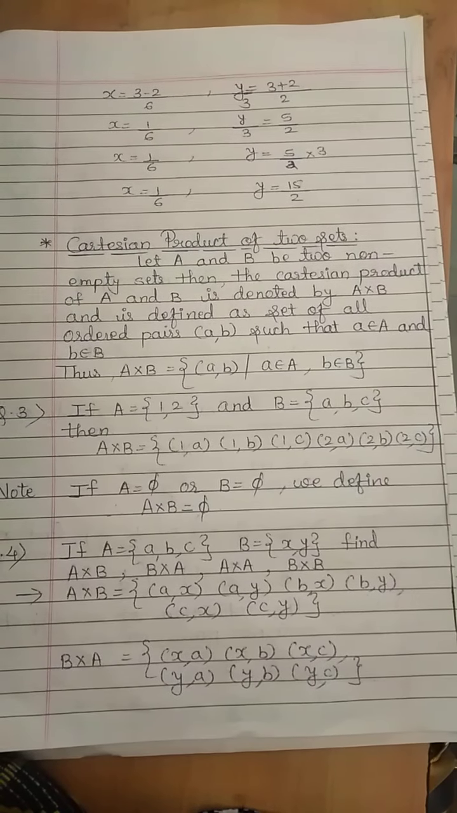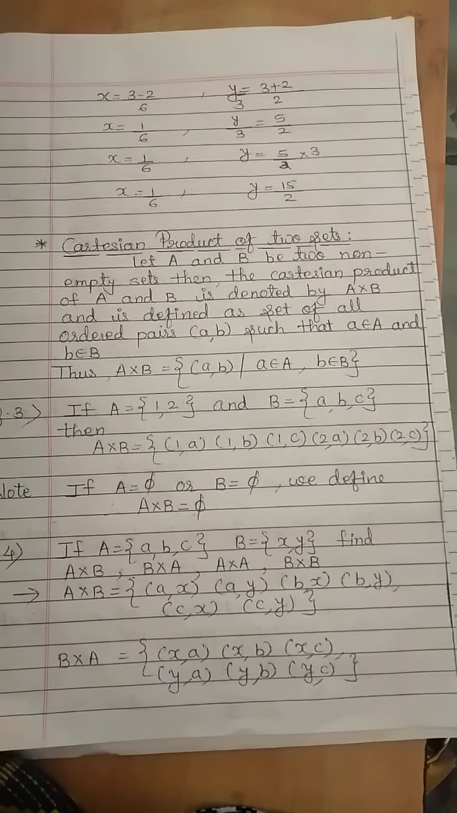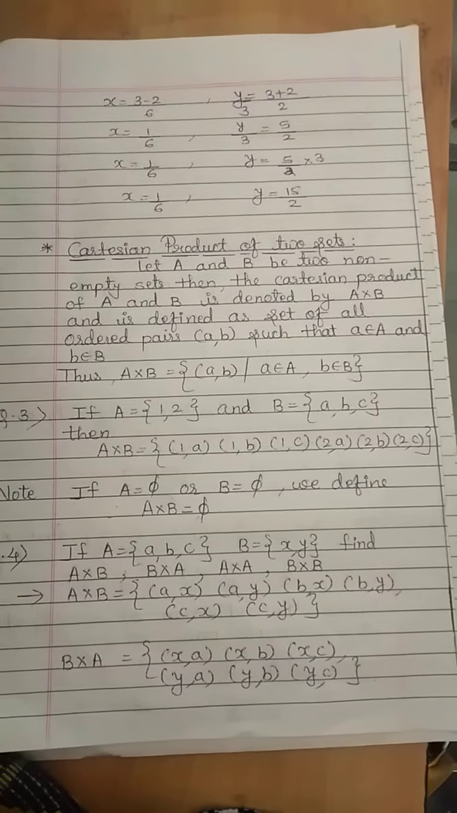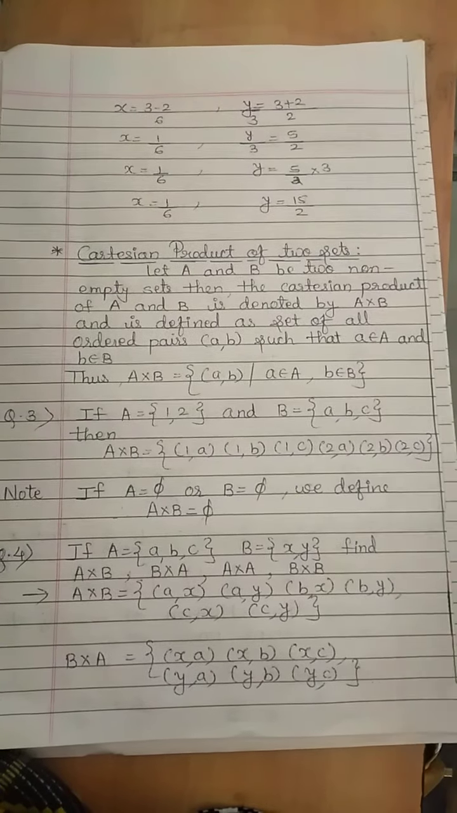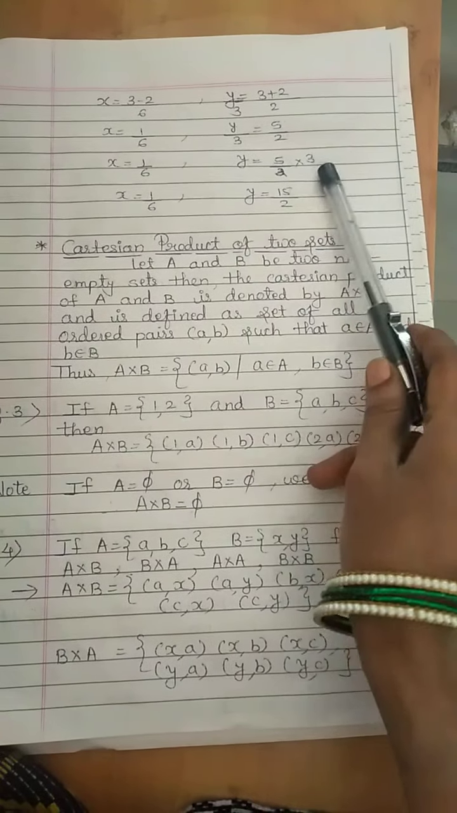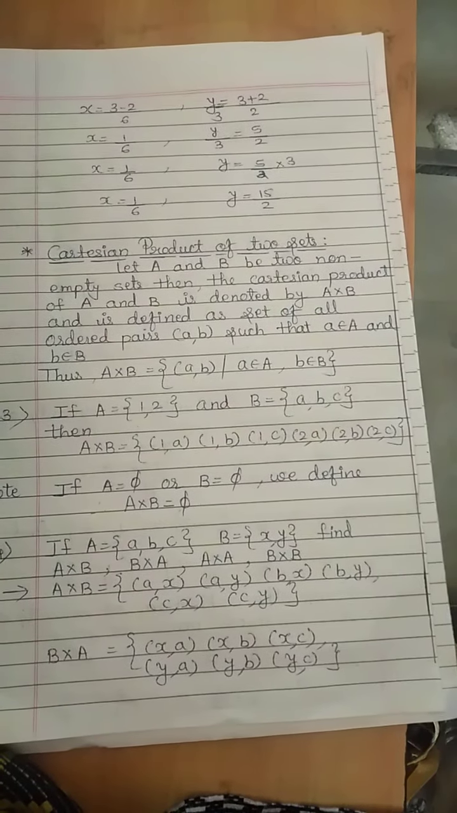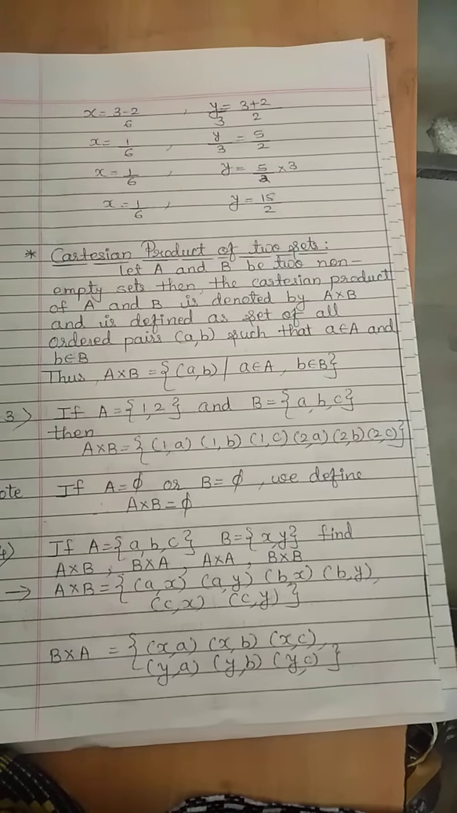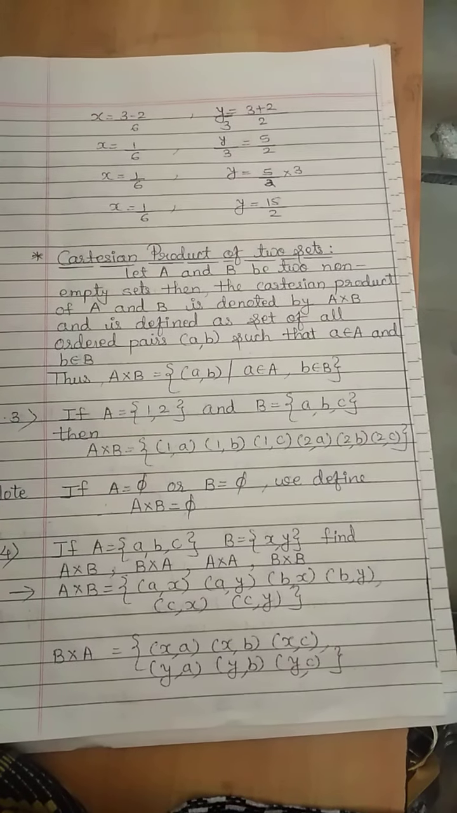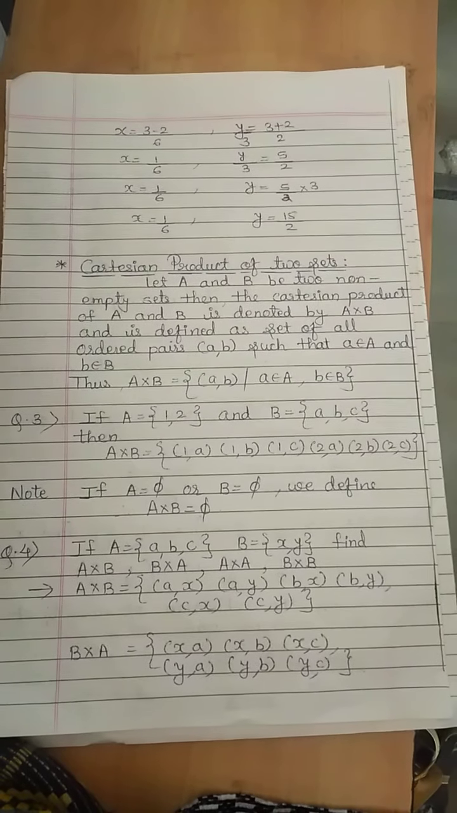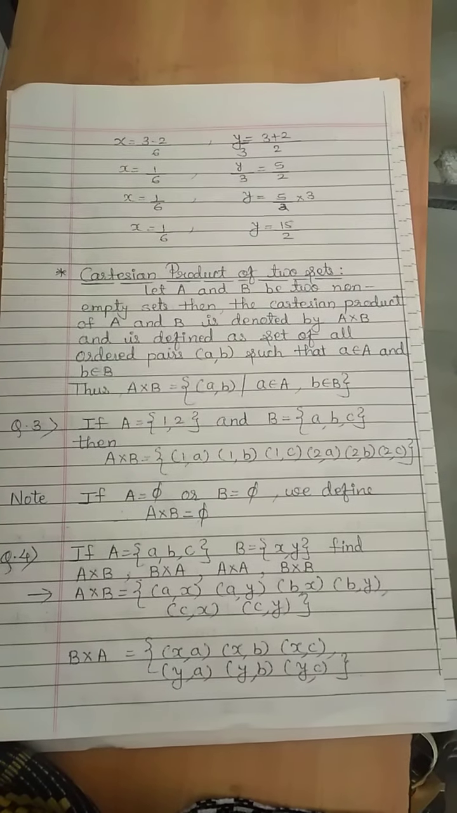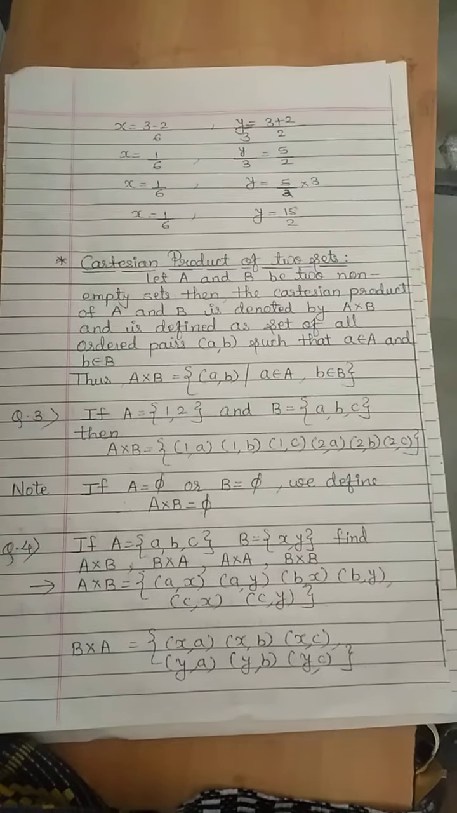Similarly on this side, y upon 3 is equal to, by cross multiplying, 3 plus 2 upon 2. So we have y by 3 is equal to 5 by 2. Now shifting this 3 to that side, that will become multiply. So y is equal to 5 into 3 by 2. So y is equal to 15 by 2. Now therefore the values of x and y are 1 by 6 and 15 by 2 respectively.